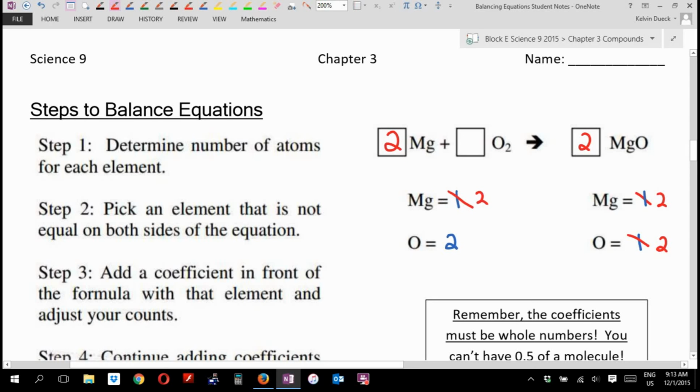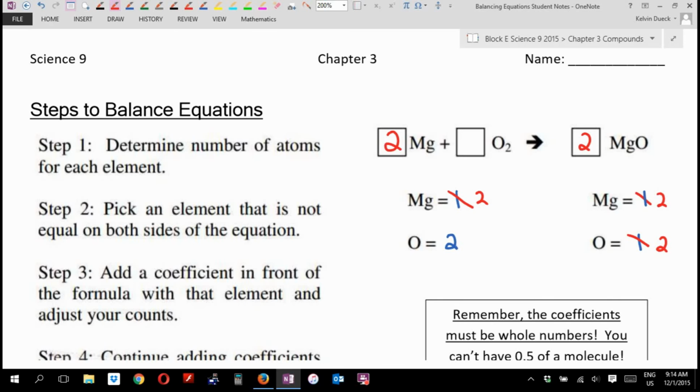What this is saying is if you want this chemical reaction to occur and have nothing left over, you need 2 magnesiums for every O2 molecule, and that will give you 2 molecules of MgO, of magnesium oxide.